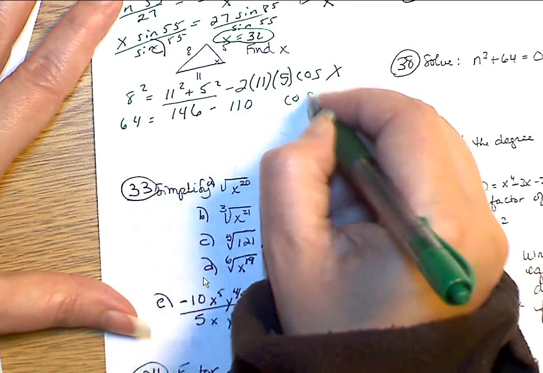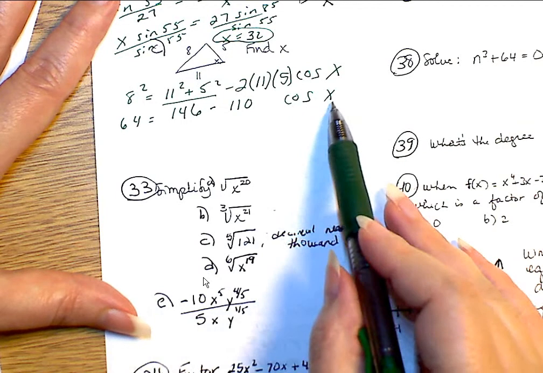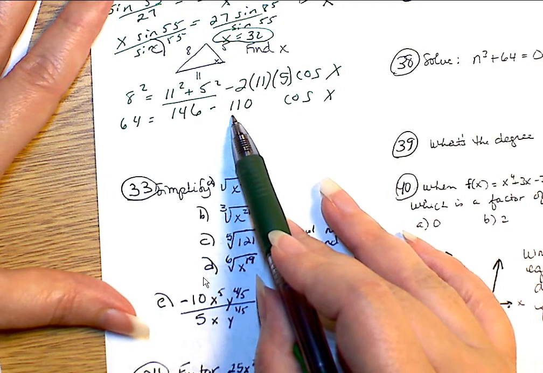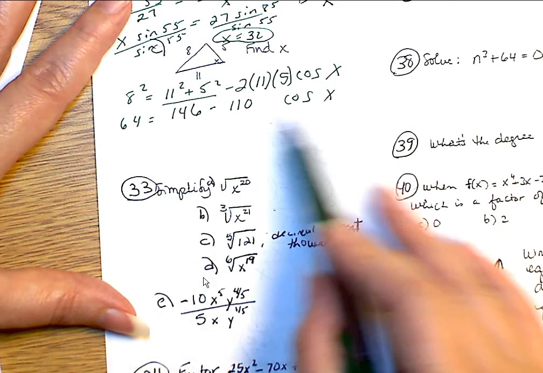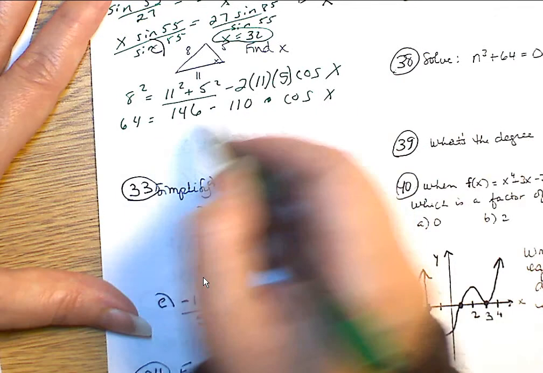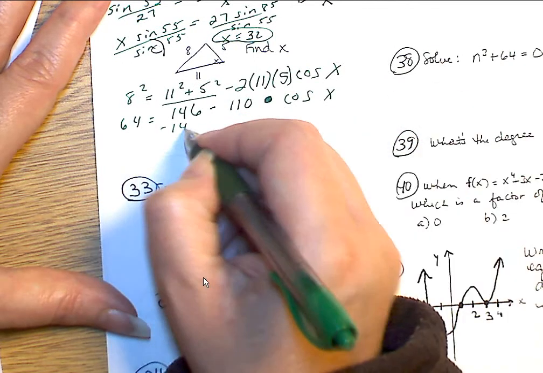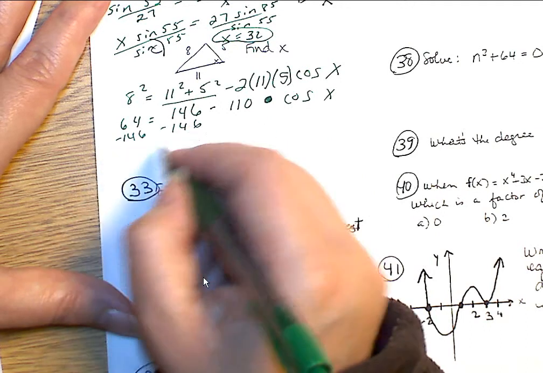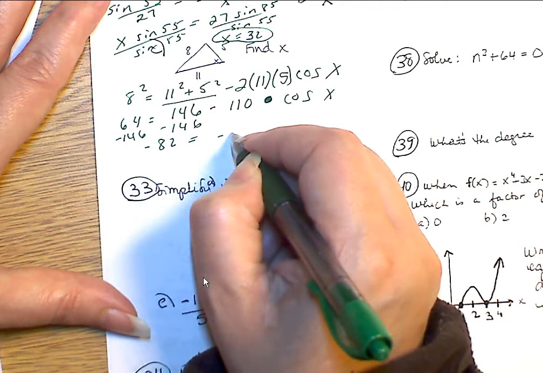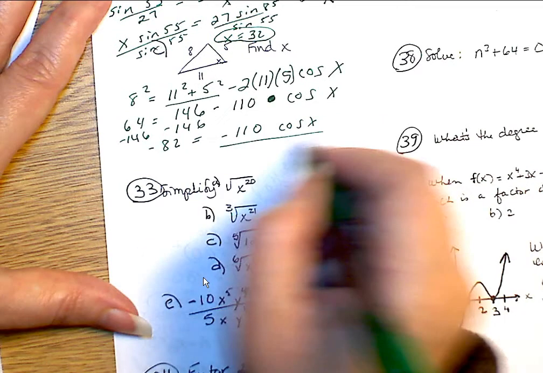cosine of x. Whenever you are solving for your x with cosine, remember your second to last step has to be dividing by. If you need to, put a times there, because since there's nothing there, that means these are still being multiplied. I'm going to subtract my 146 from both sides. I get negative 82 is equal to negative 110 cos of x, divided by negative 110.